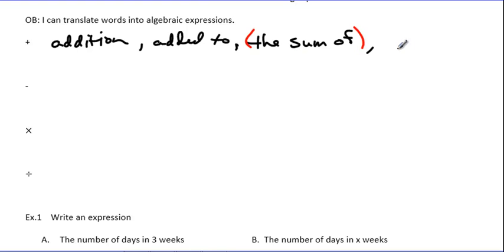We could also use the word increase. Increase, that should be an S. And this is by no means a comprehensive list. This is just a few of the common ones we run into. There may be more along the way. So we have addition, added to, sum of, increase, increased by is usually what we say. And there are more.